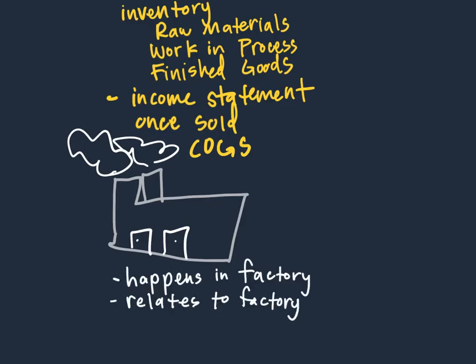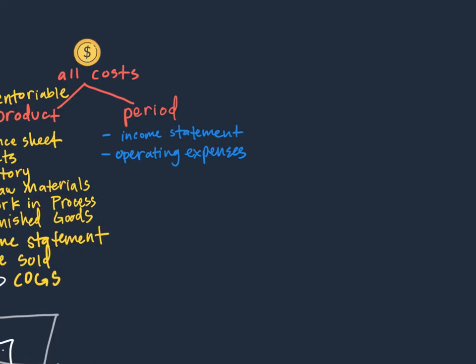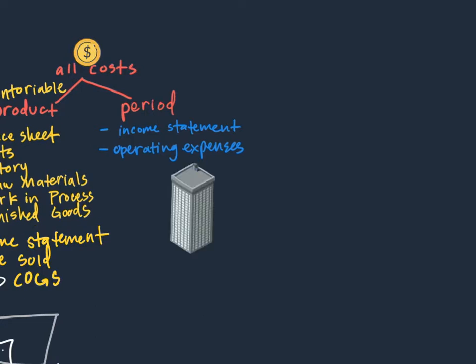Now let's talk about period costs. Let's go back over here. For period costs, I want you to envision a corporate office building, something like this. Now think about the types of costs that happen in a corporate office. This would be things like selling expenses, administration expenses, customer service expenses. Any sort of an expense that you imagine occurring in a corporate office building is a period cost.